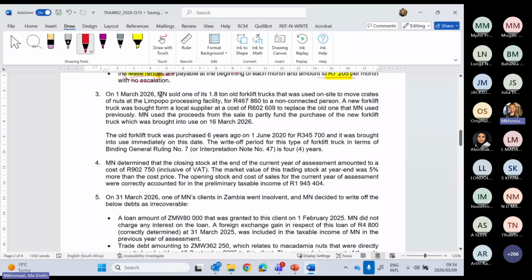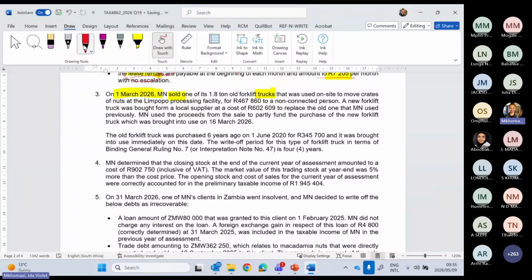Transaction 3 says that on the 1st of March 2026, which is in the current year of assessment, MN sold one of its old trucks. So there was a sale of a truck in the current year of assessment, right? Whenever you think about a sale of an asset, it should trigger something. When you see a sale of an asset, what does it trigger? And this is what you learned in topic 2.